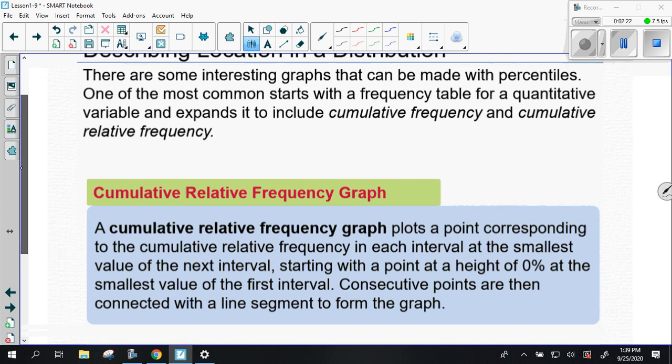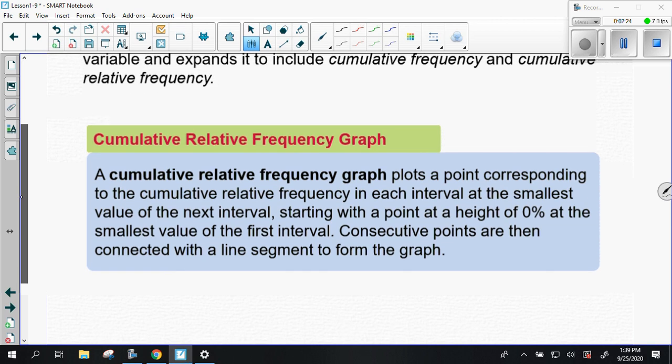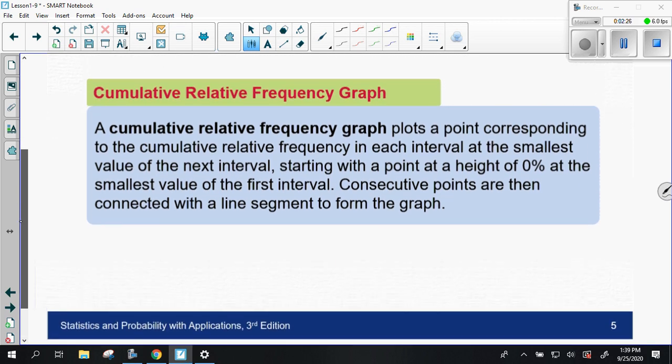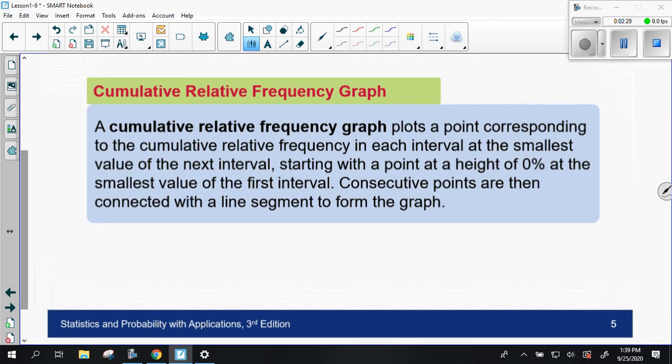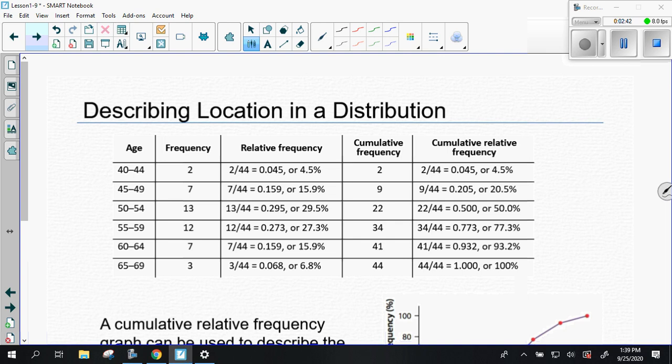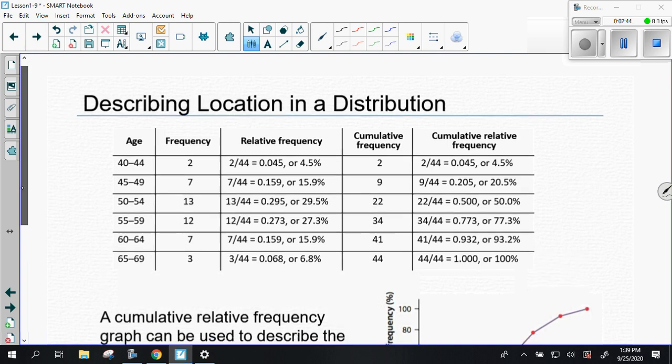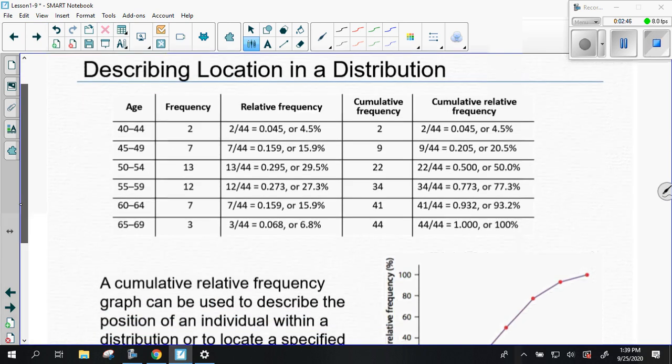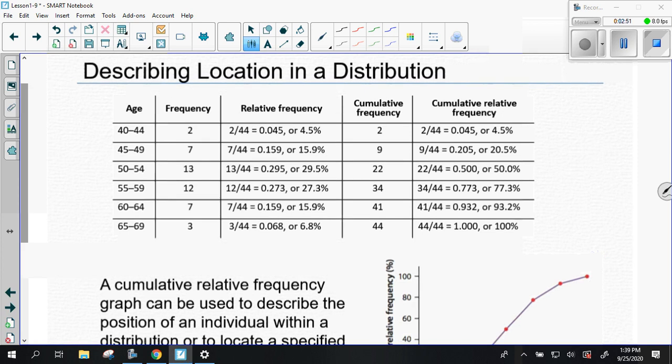Okay. We can also look at these percentiles using a cumulative relative frequency graph. It tells us what percentile each person is at, or each value is at in a graph. Pretty nice. Let's go ahead and just see it and use it. In order to get this graph, you have to actually make this chart that gets cumulative relative frequency.